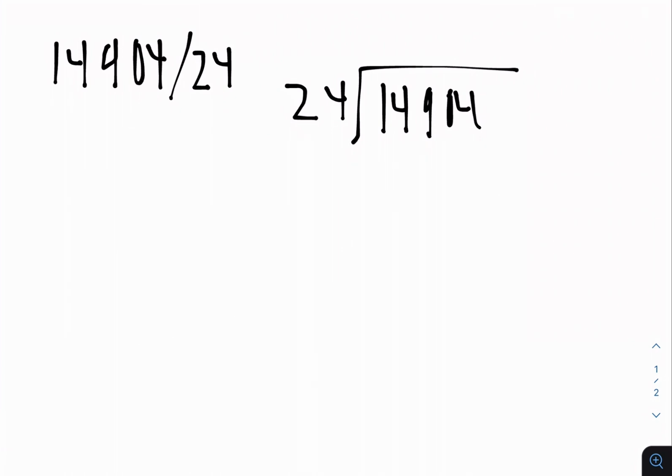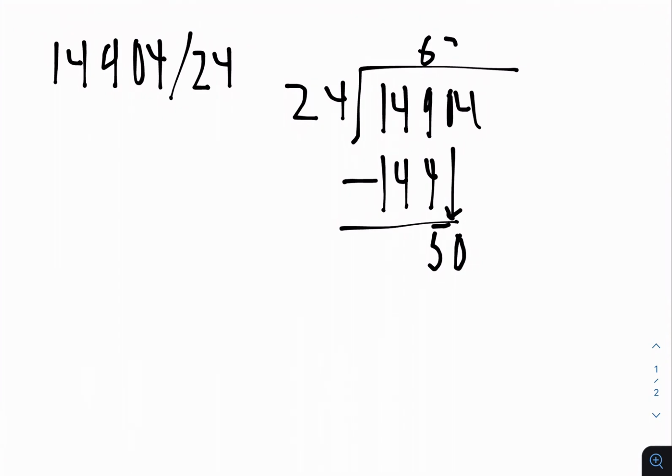So since we do 24 times 6 and get 144, we can find the difference, which is 5. Then we can just bring down the 0 again and get 50, and think about how many times 24 goes into 50, which is 2. And do 24 times 2 equals 48. And we get the remainder of 2.